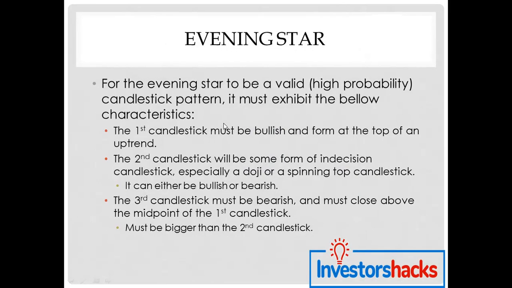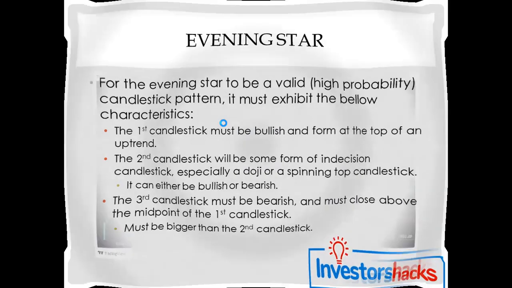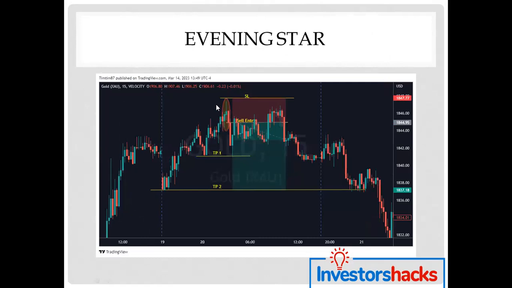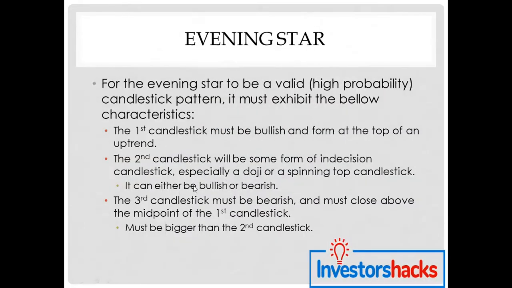The second candle will be some form of indecision candle, especially a doji or a spinning top candlestick. It can either be bullish or bearish. So this is our second candle here. It shows some form of indecision. It can be a doji, a spinning top, any type of candlestick showing indecision, especially dojis. Hammers can also fit here. So you can see this is our second candle, and it qualifies. It can either be bullish or bearish. It meets the characteristics mentioned here.